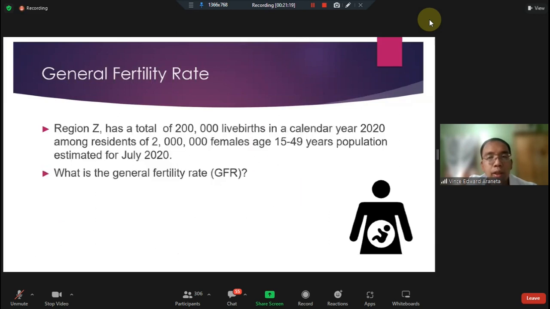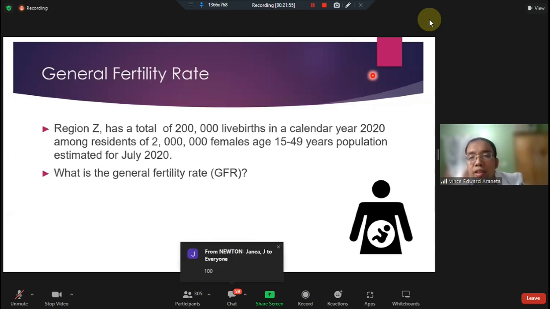Okay, how about for this one? Can you answer? Region Z has a total of 200,000 live births in the calendar year of 2020 among residents of 2 million females aged 15 to 49. Population estimated for July 2020. What is the general fertility rate? Express your answer in per 1,000 female population or residents. What is the GFR, or general fertility rate, for this case?